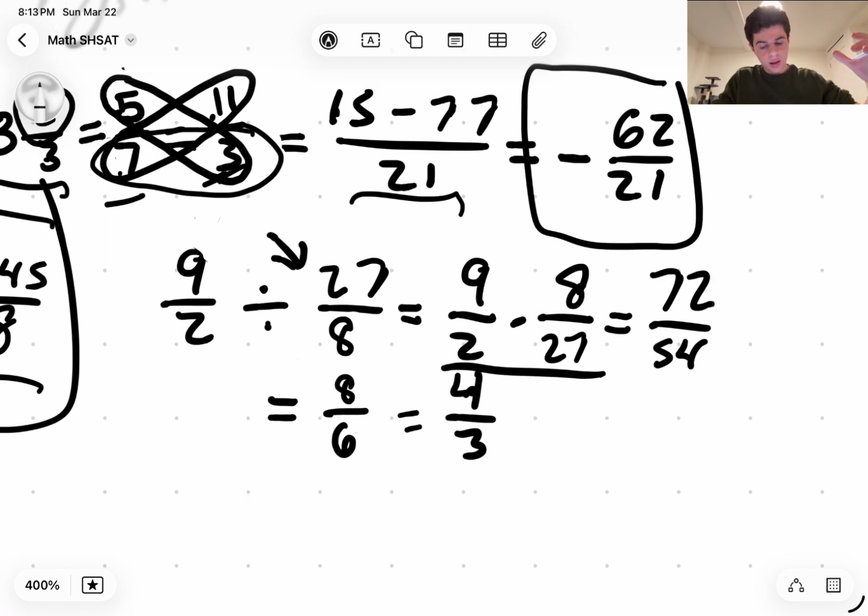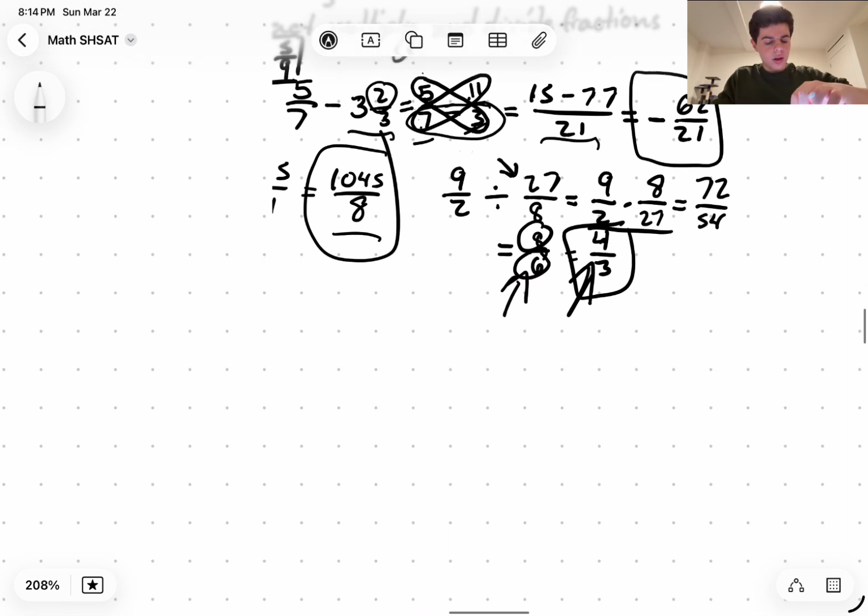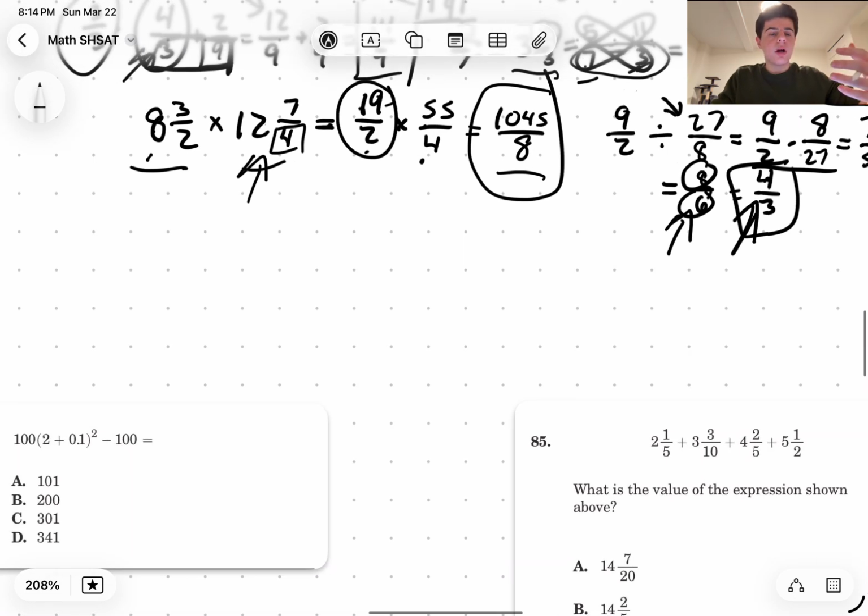So 9 times 8 is going to be 72, and 2 times 27 is going to be 54. Now, both of those are divisible by 9, right? 9 times 8 is going to be 72, and 6 times 9 is going to be 54. So we have 8 over 6. We can divide both by 9. And then here we can further simplify dividing by 2 to get 4 over 3, which is going to be our final answer.